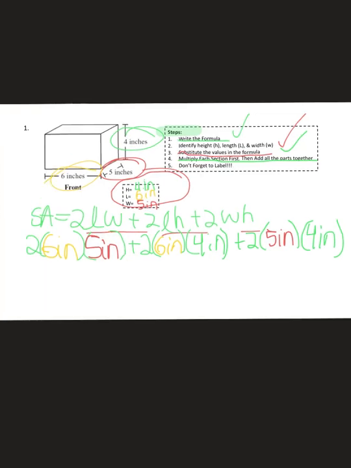All right, so here we go. Let's give it a shot. We're going to multiply each section first. So what's 2 times 6 times 5? That gives us 60 inches squared, because remember we're dealing with area.